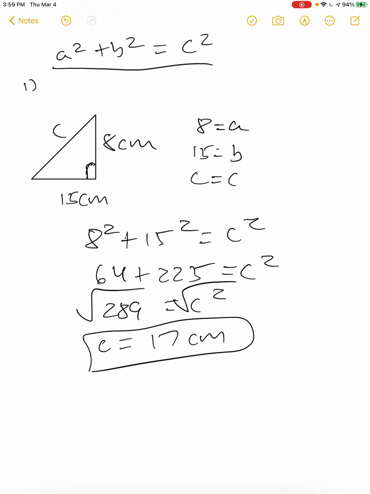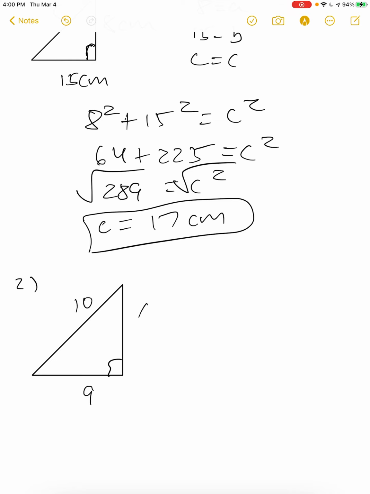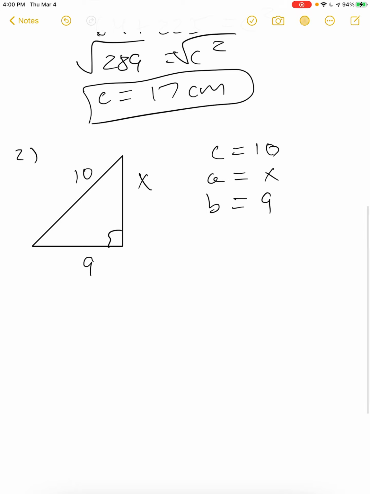Now let's look at an example where we're not solving for the hypotenuse. So we'd be solving for our leg A or leg B in this case. So we have another right triangle. We have 10 up there as a hypotenuse, 9, and X. So in this case, C is going to be equal to 10, A is equal to X, B is equal to 9. So now we set it up the same way basically.